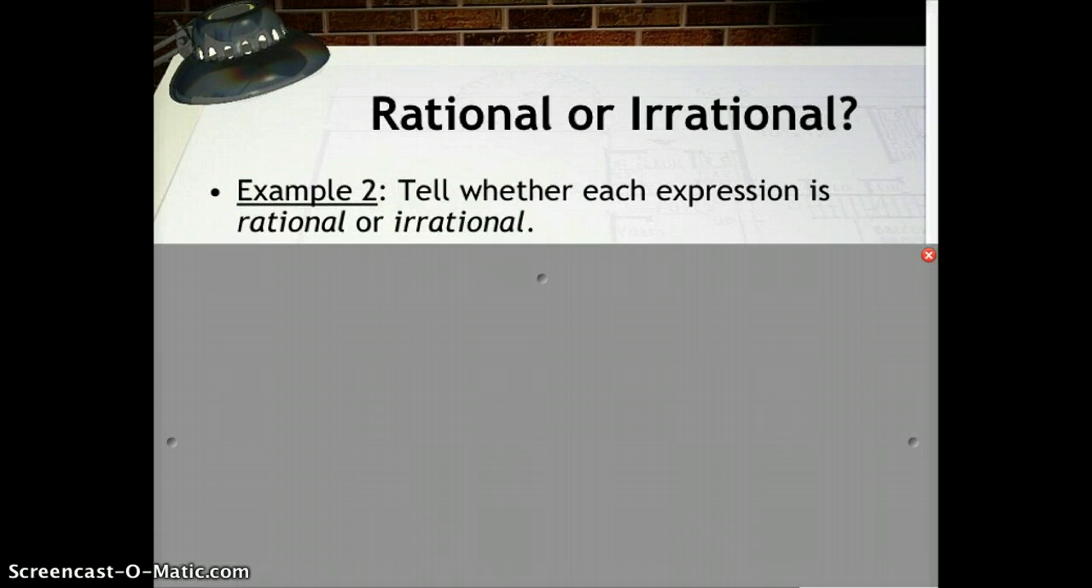Okay. We're going to look at whether or not things are rational or irrational. Remember that rational numbers can be written as a fraction. When you write them as a decimal, they either end or repeat. Irrational numbers go on forever without repeating, so no repeating pattern. So that's going to be good to know. Definitely make sure you know those vocab words.